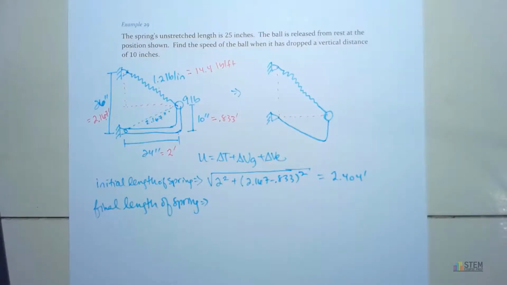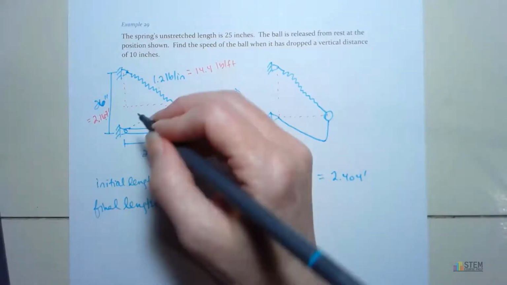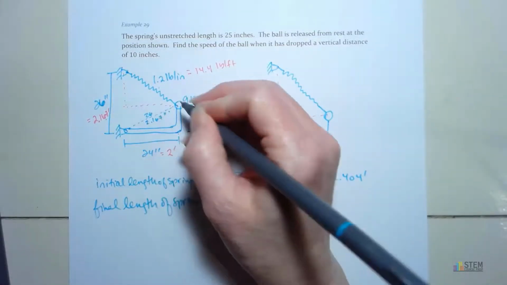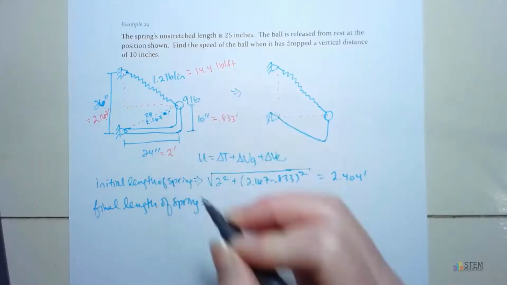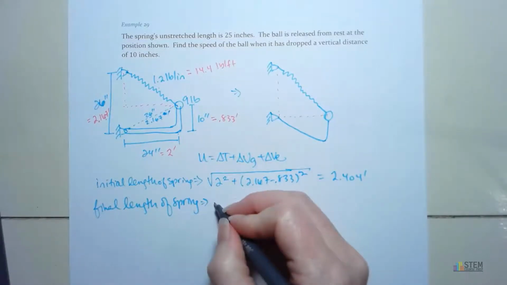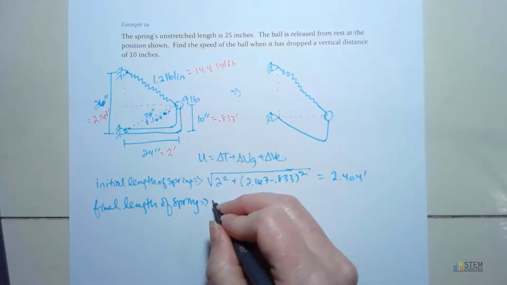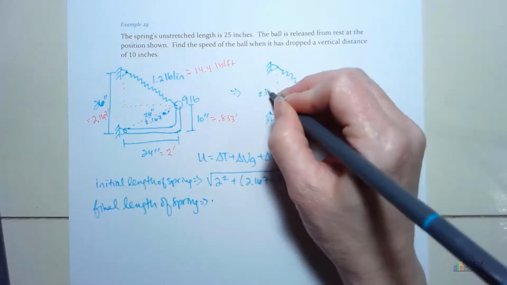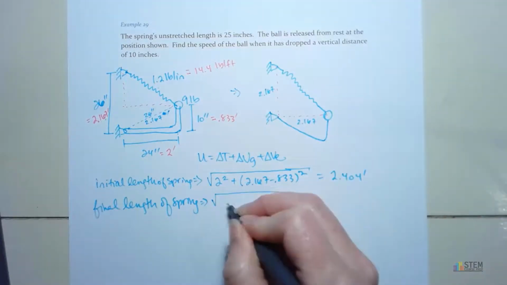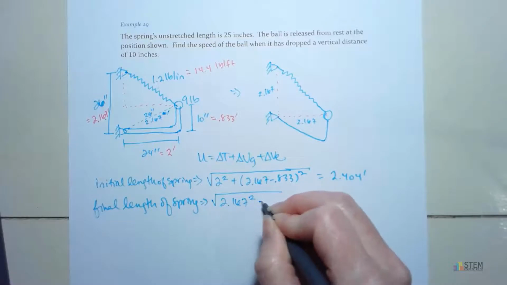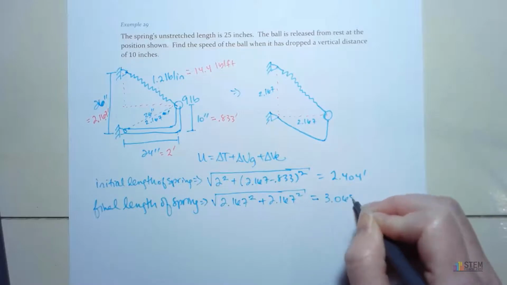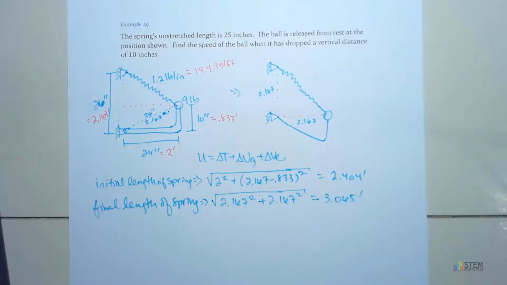All right. And that obviously is 26. Wait a minute, this should be feet. 2.167 feet is 26 inches. All right, now that we know that, our new length of the spring, since this is 2.167 and that's 2.167, we're going to have the square root of 2.167 squared plus 2.167 squared. That's 3.065 feet.